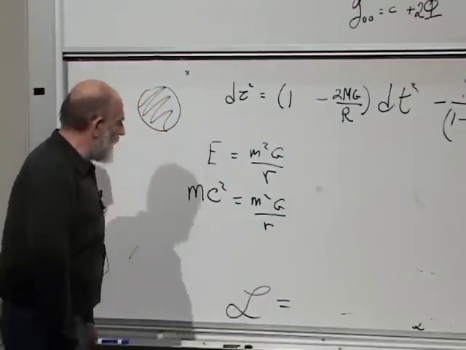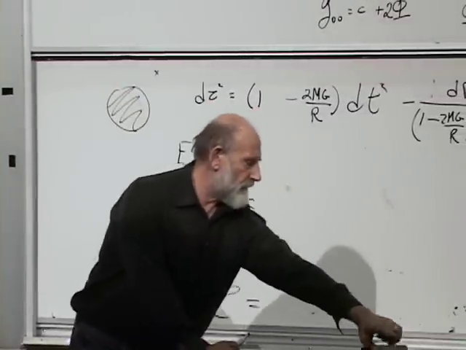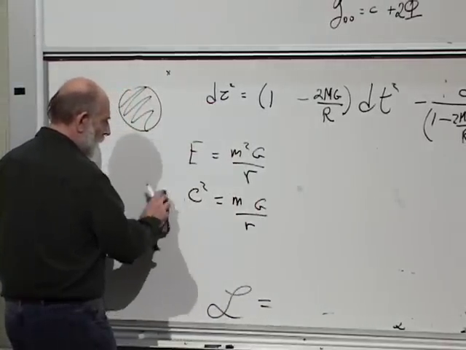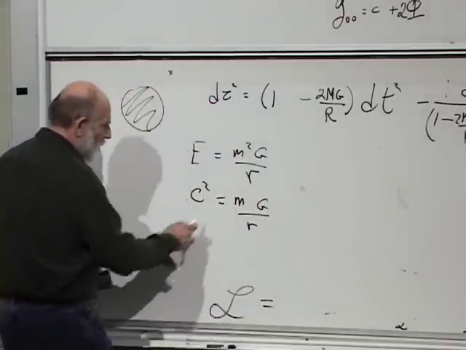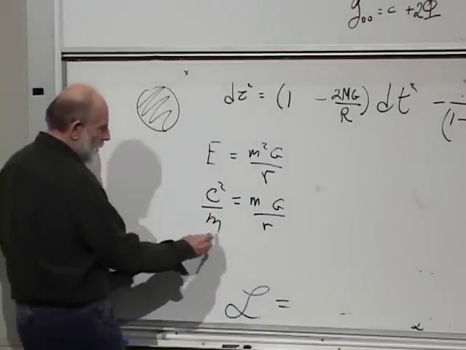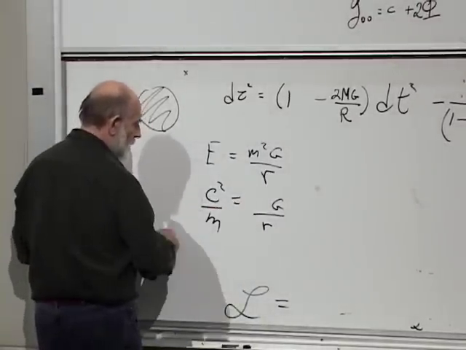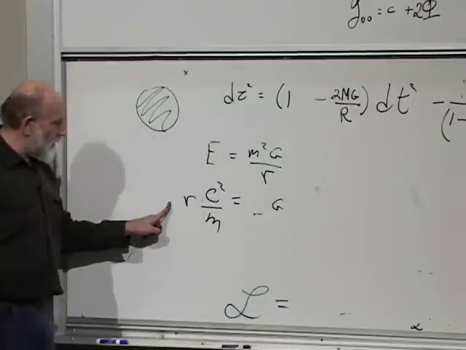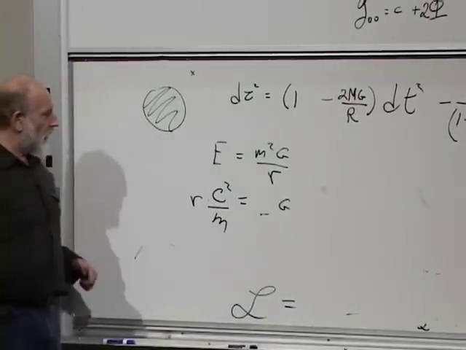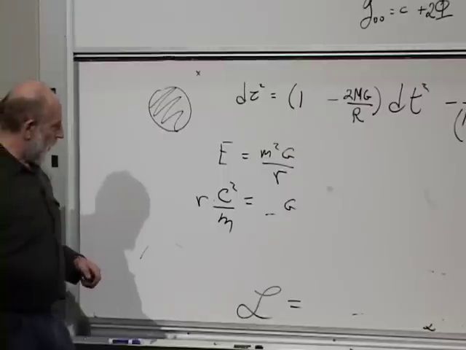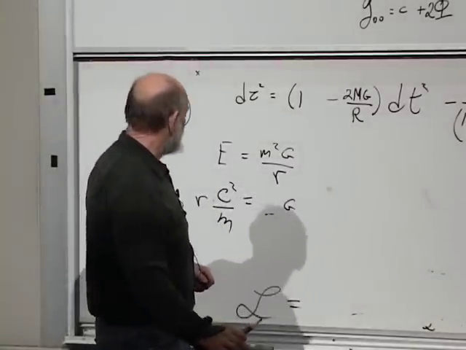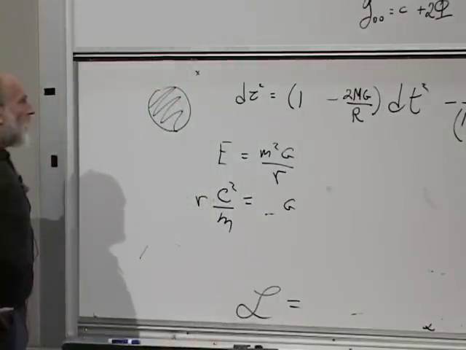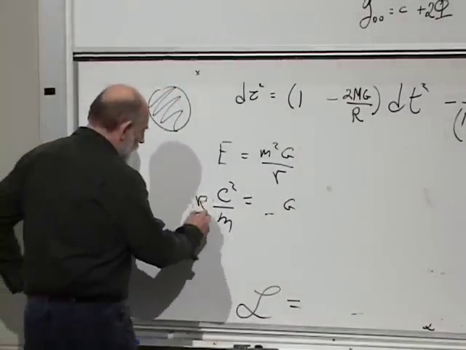So we cancel out an m. We divide by this m over here, and we multiply by r. So whatever G is, it has units of length times velocity squared, divided by mass. Did I get it wrong? No. Oh, okay. I think I got it right. I'll just call this R, capital R.